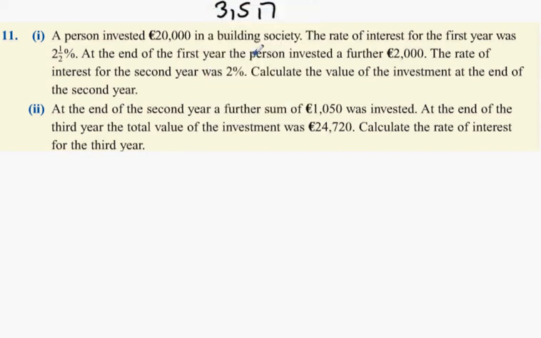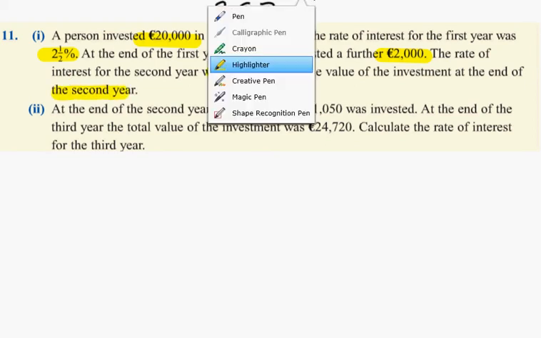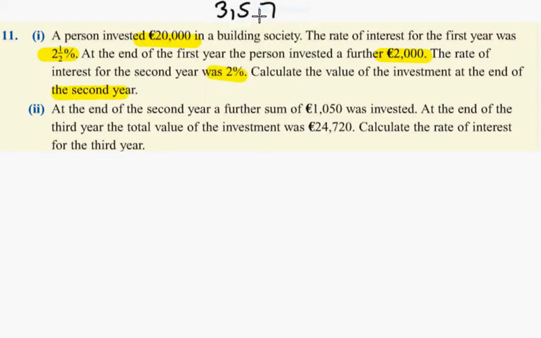We have to underline keywords here, okay? 20,000 euro. Rate of interest for the first year is 2.5%. At the end of the first year, we invest more money. Rate of interest for the second year, 2%. Calculate the value of investment at the end of the second year. So, that makes my job very easy. I can see that it's a 2-year question, and it's all about finding the end of 2 years.